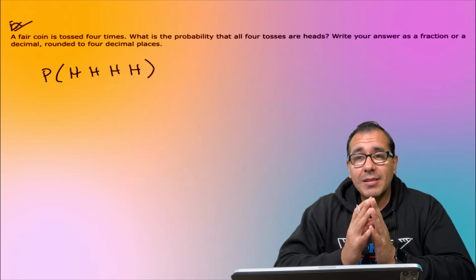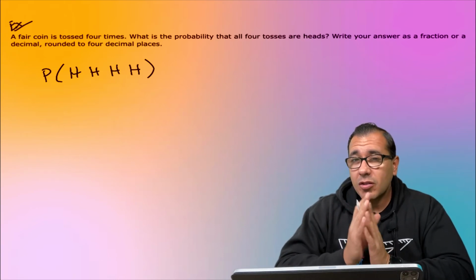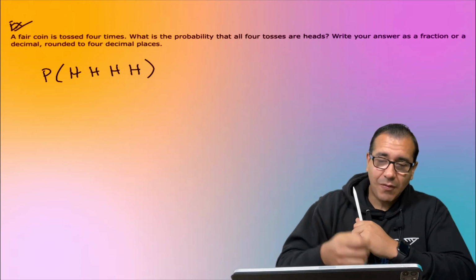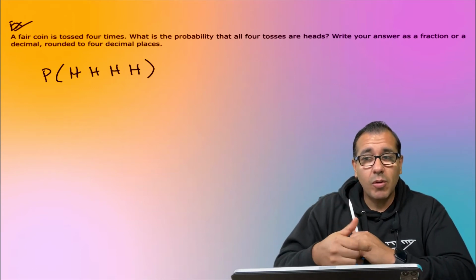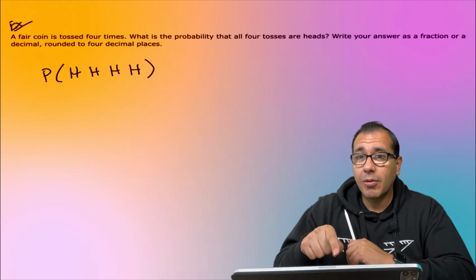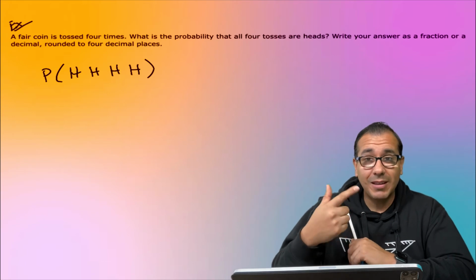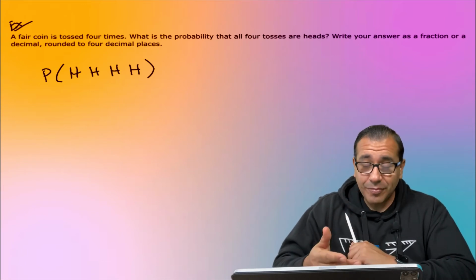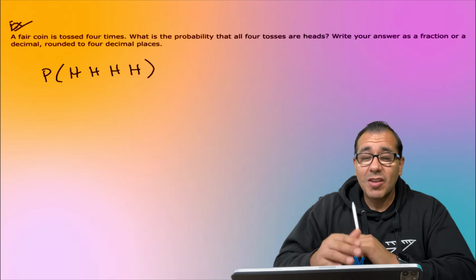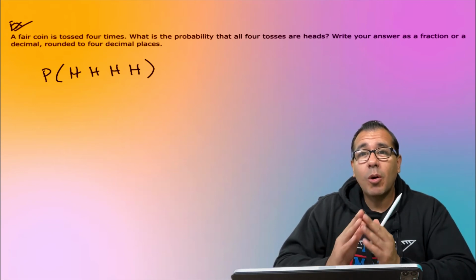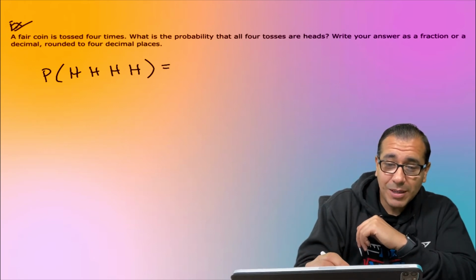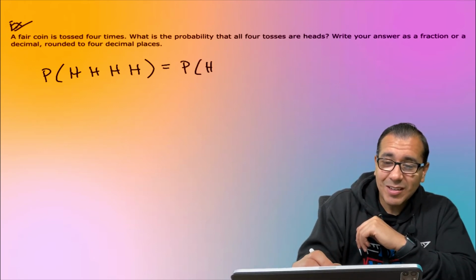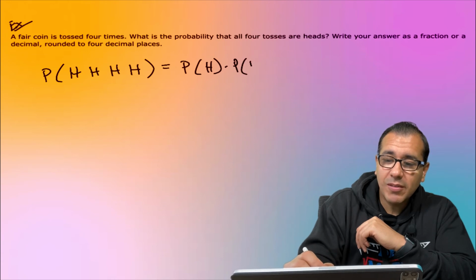Well, let me ask you this. Are these events independent of one another? What I'm really asking you is, if I flip that second coin, is it going to impact the result of the third coin? Absolutely not. If I flip that first coin, is it impacting the next coin? Absolutely not. So all of these events are independent of one another. Because they're independent, what that means is that I could just multiply every single one of those events.